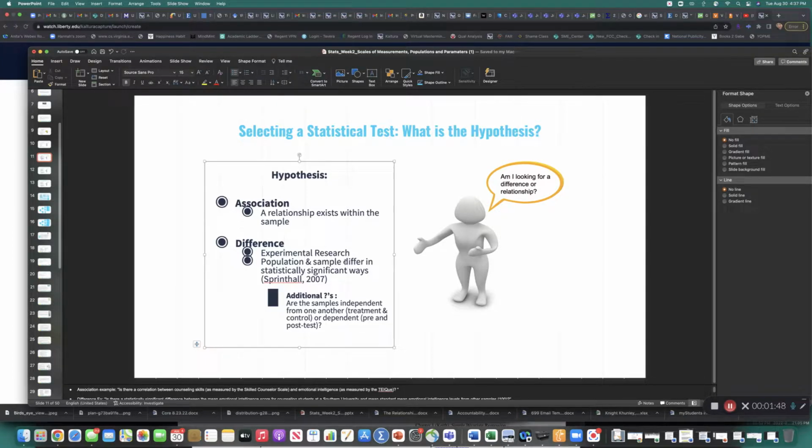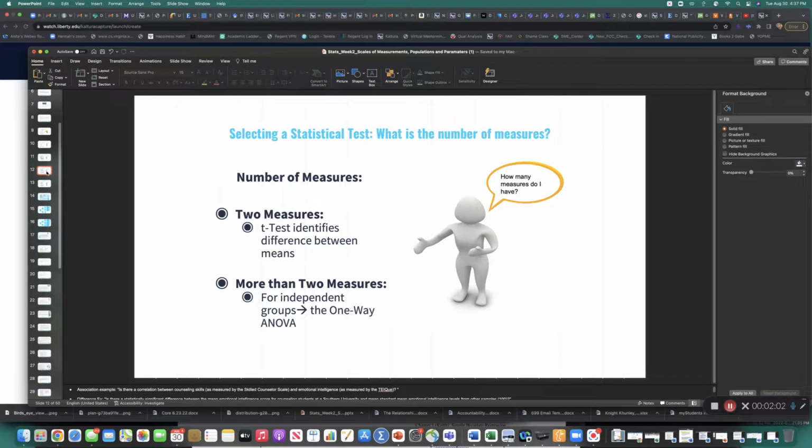And then if we are dealing with the hypothesis of difference, we have an additional question exploring whether samples are independent from one another, which is what we would see in the case of a treatment and control group, or whether they're dependent, which is what we would see in the case of a pre-test, post-test. We also want to know, how many measures do I have?